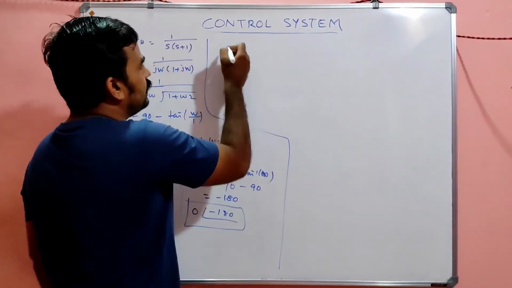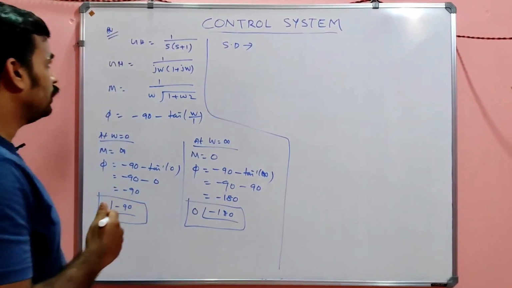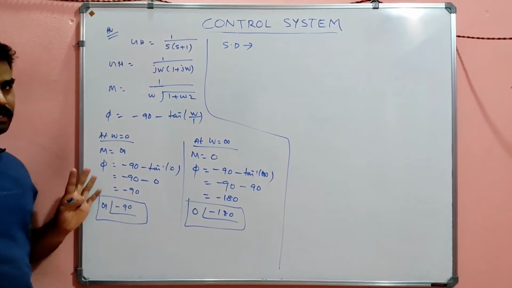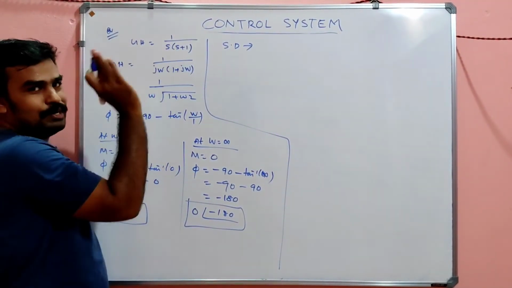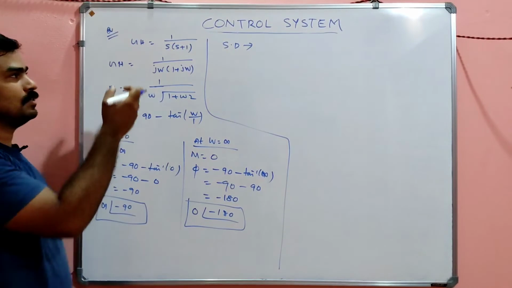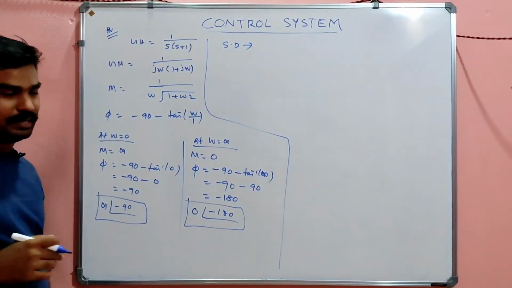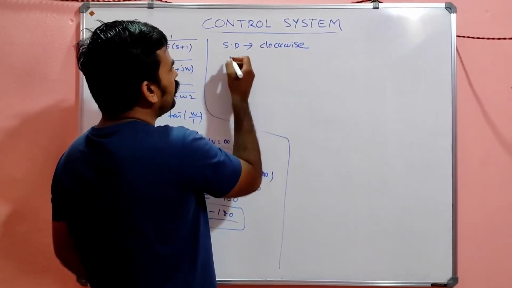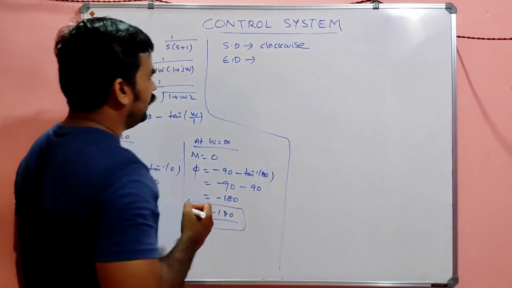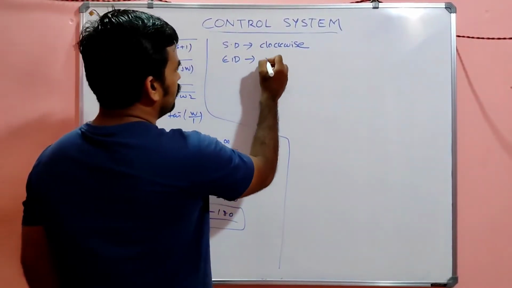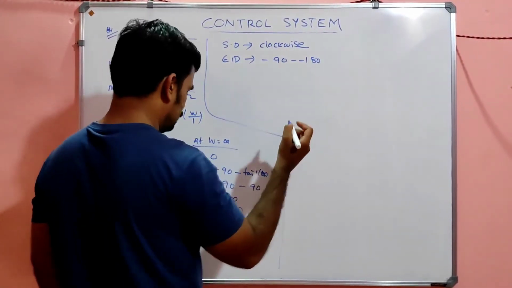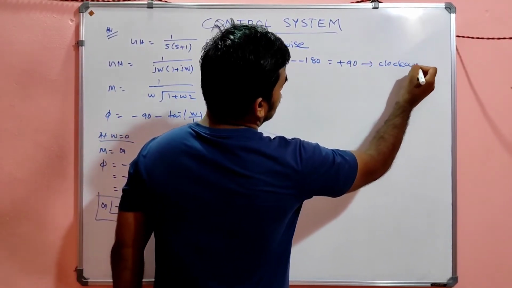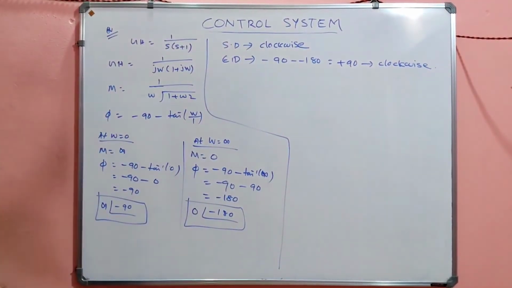So what about the starting and ending direction? For the starting direction, check whether an open loop pole or zero is near the origin. At the origin we don't want to consider it, but near the origin we have to consider it. Here an open loop pole is near the origin, so the starting direction will be clockwise. And the ending direction will be obtained by the angle difference: minus 90 minus minus 180, so it becomes plus 90. So again clockwise. The ending direction will be clockwise.